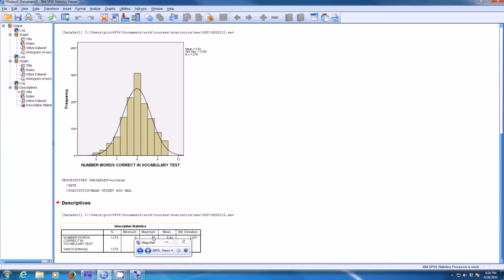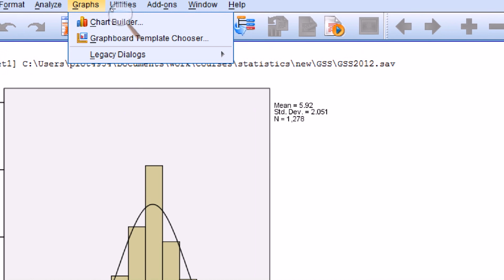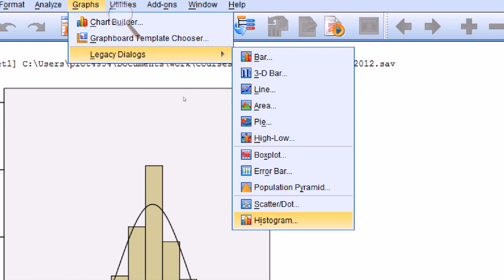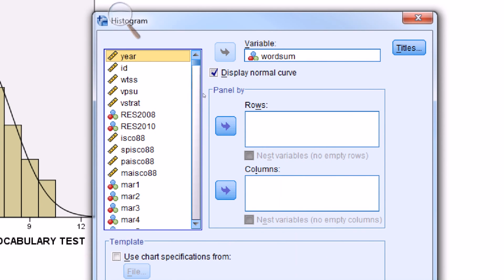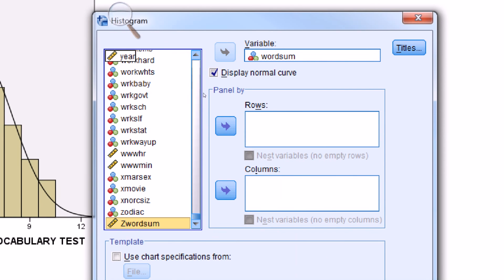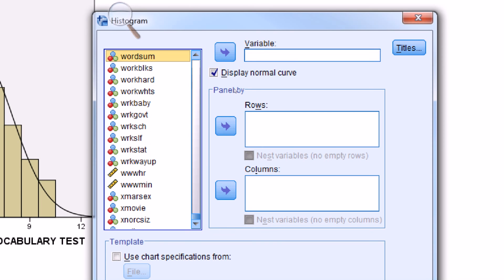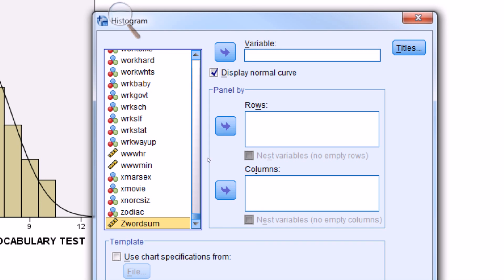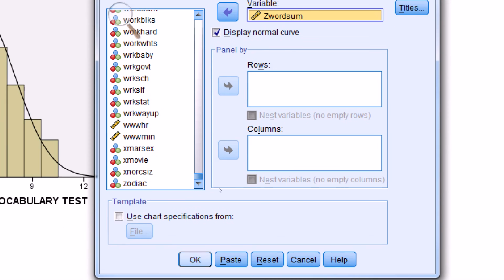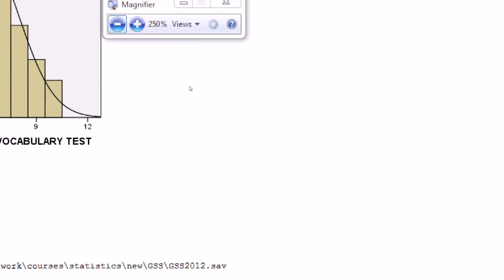And so we can actually graph this new variable. So again, if we go up here to Graphs, Legacy Dialogues, and we'll make a histogram of it, it's going to be at the end of our list. It's the last one. It's called Z word sum. And so we'll take word sum and we'll move it away. And then we'll go to that variable Z word sum. And again, we'll display the normal curve. Click on OK down here.